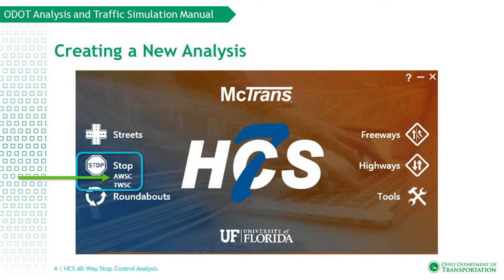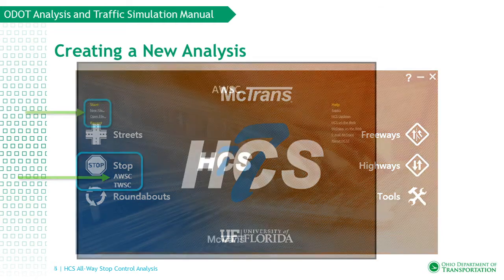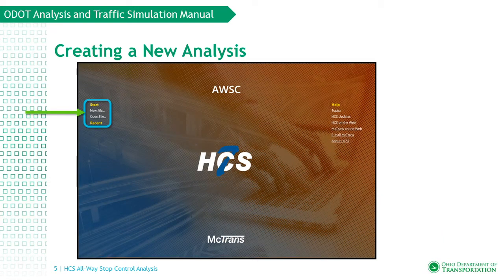After opening HCS, click the Stop header. Two more options will drop down: All-Way Stop Control and Two-Way Stop Control. Click on All-Way Stop Control. Then this screen will open. Under the Start header, click on New File.